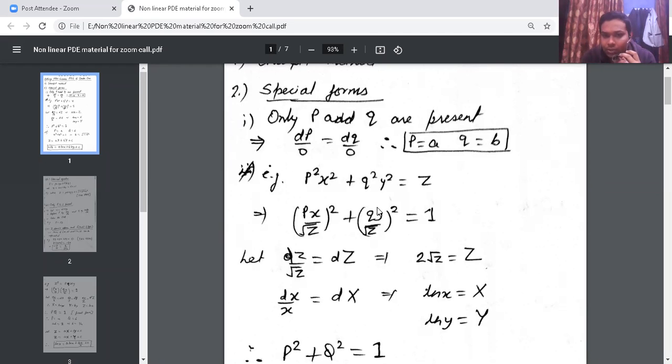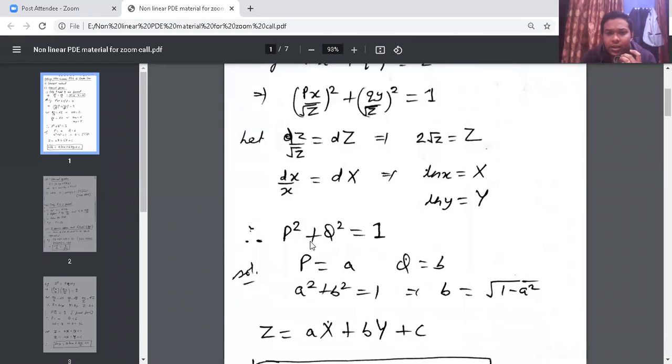Let me show you by an example also. Here, this is not the special form because x, y, z are present with p and q, but we can reduce it to the special form with a simple technique. I divided the whole equation by z and wrote (px by root z) whole square plus (qy by root z) whole square equal to 1. Now I want to take px upon root z as some capital P.